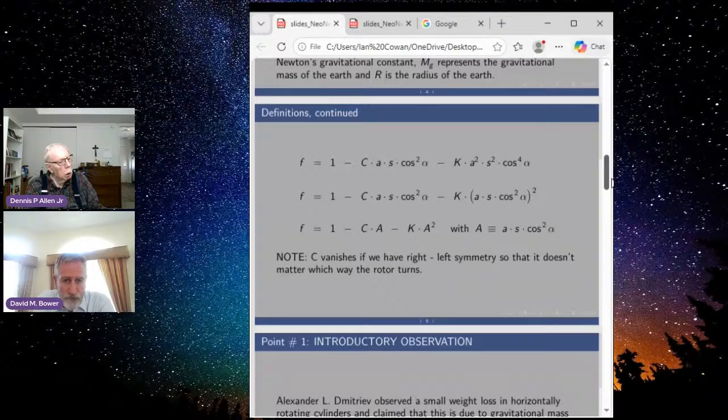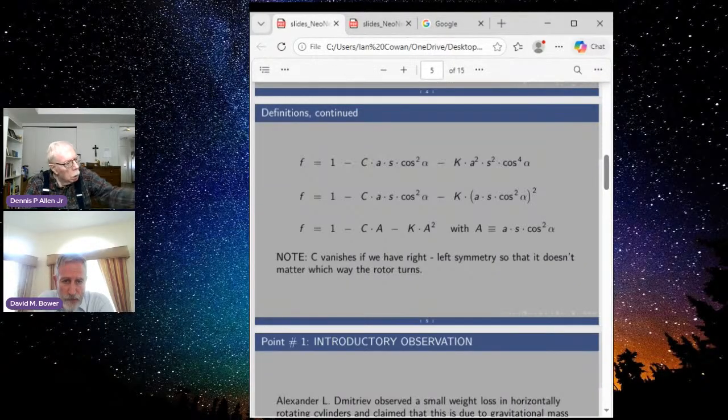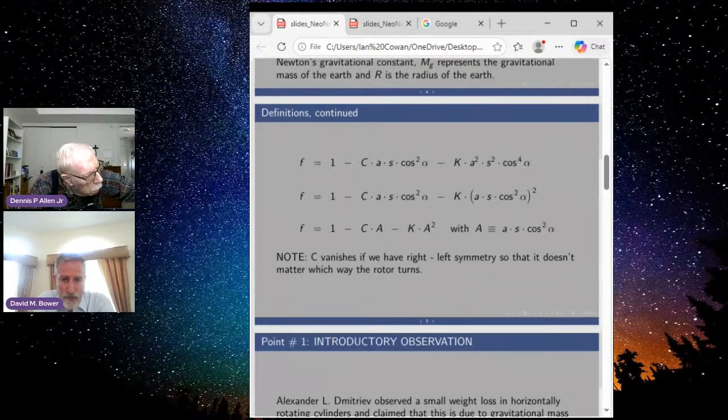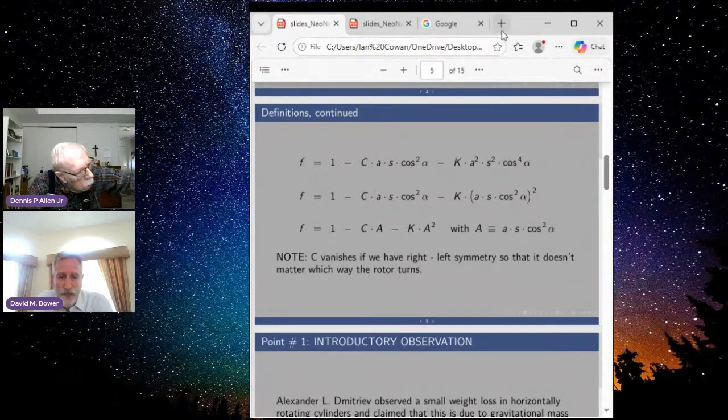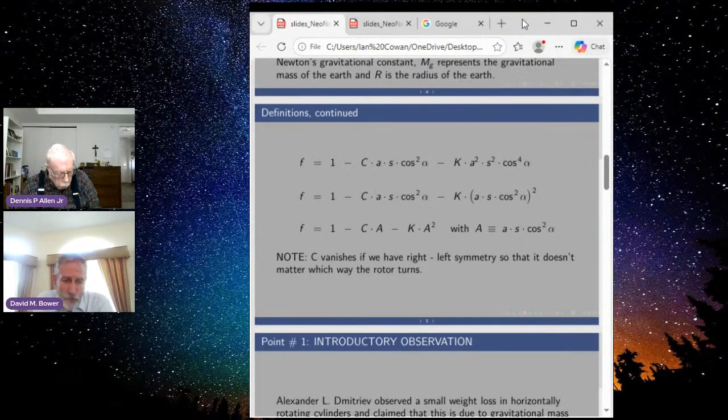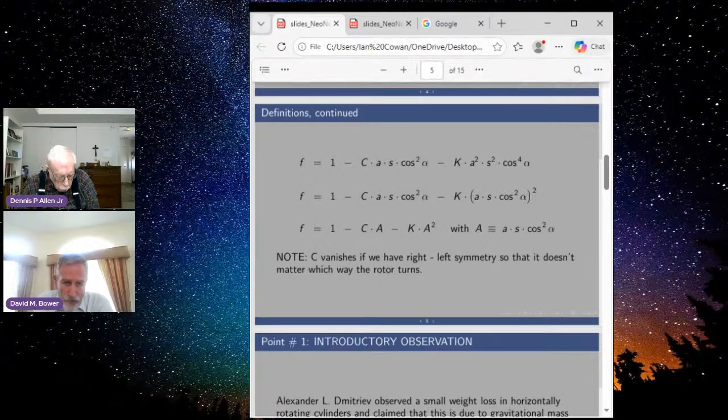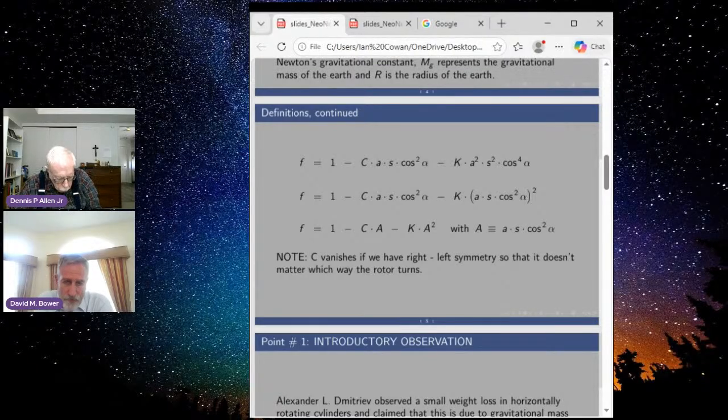Pretty self-evident there. Now, Dennis makes this comment that C vanishes if we have right-left asymmetry, so it doesn't matter which way the rotor turns. We're particularly talking about gyroscopes here rather than other types of masses. So this work is mostly related to gyroscopes. And of course, a rotor can spin either clockwise or counterclockwise.